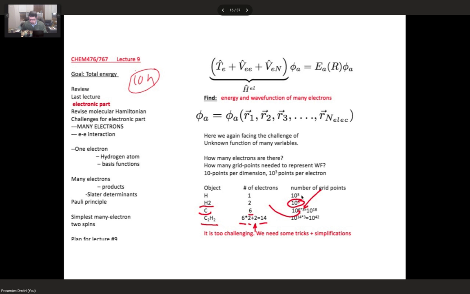I think this example may sound convincing that literal processing of each electronic degree of freedom is too much for us. And some tricks will be needed towards finding electronic structure and finding total energy that we already know how to utilize. Like at least if you want to optimize geometry, you need electronic energy.